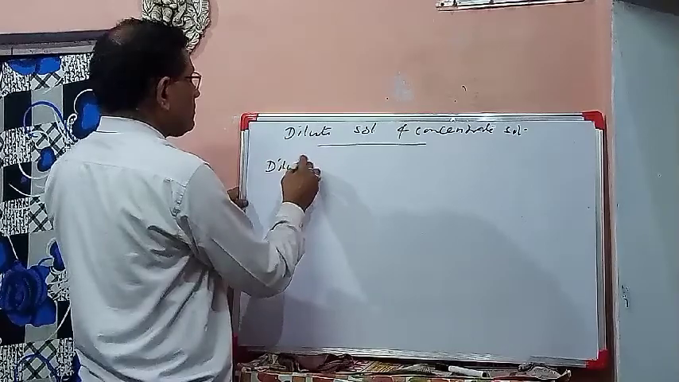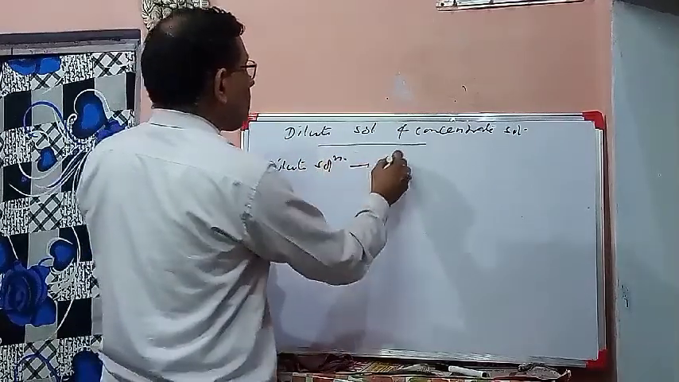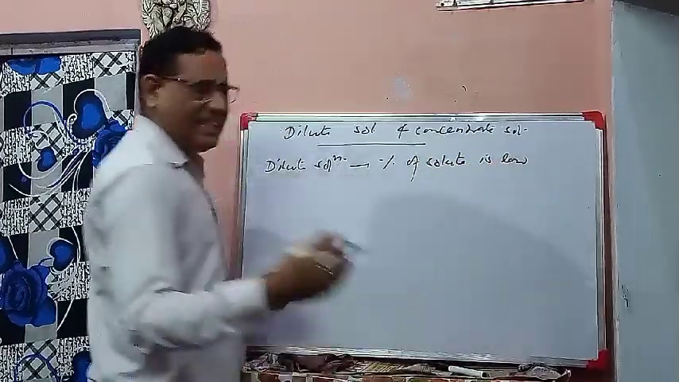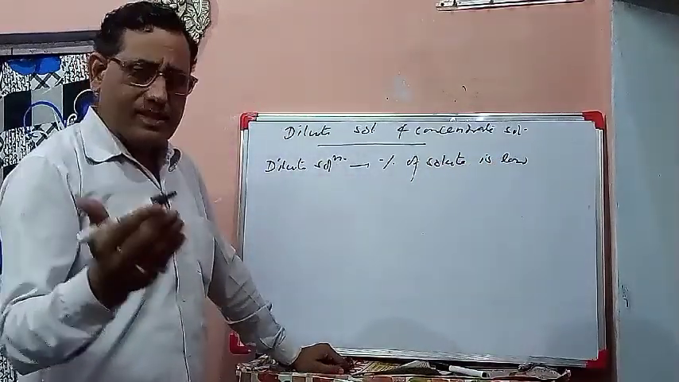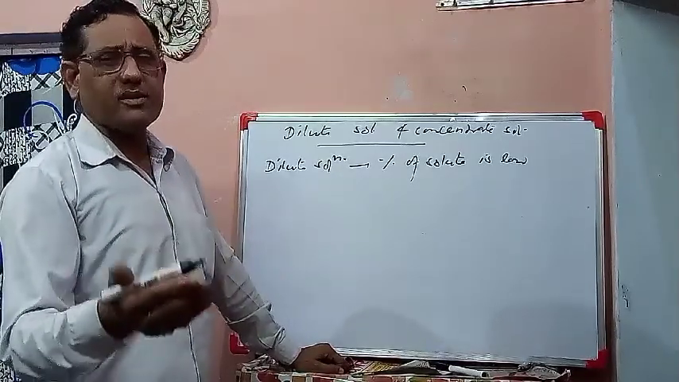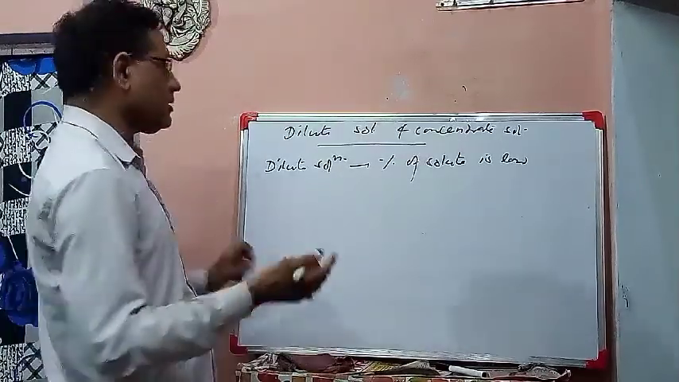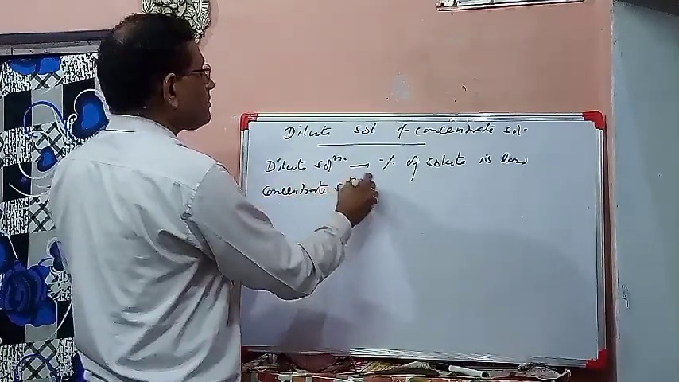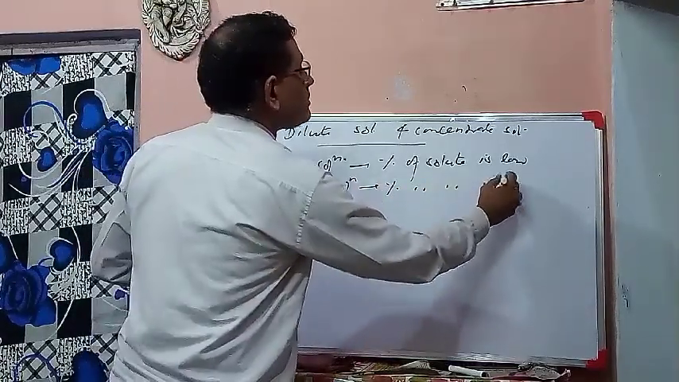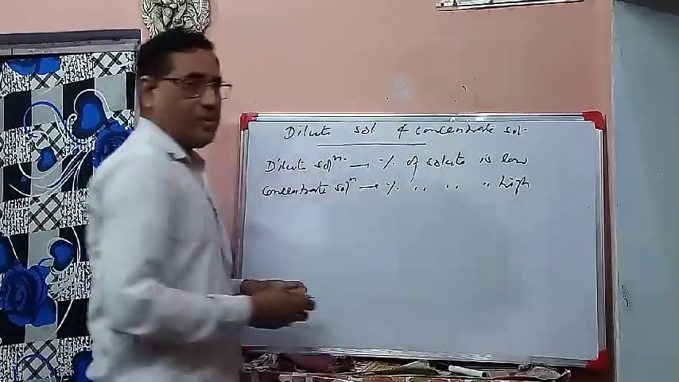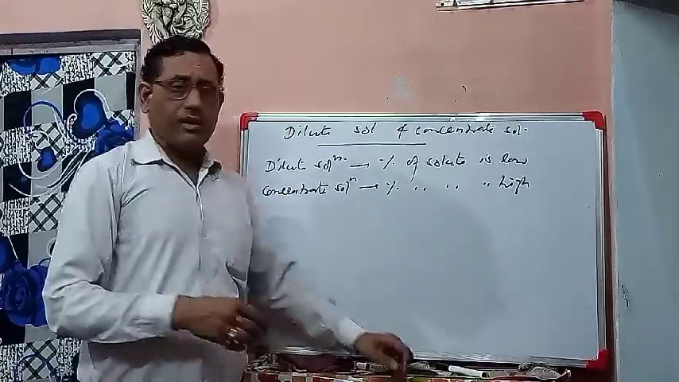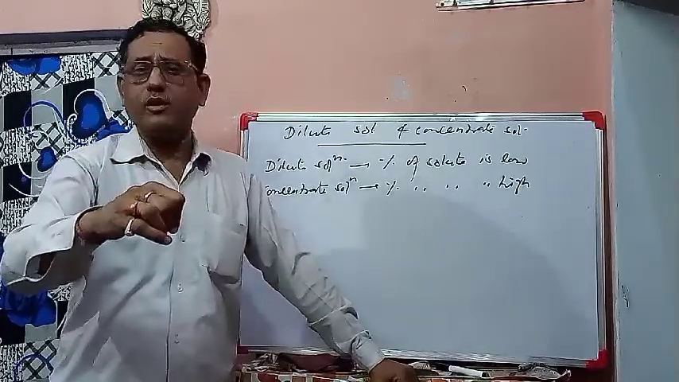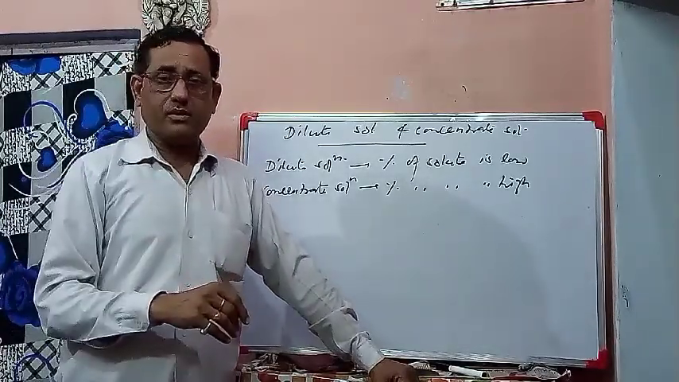Dilute means percentage of solute is low, generally less than 30%, 20%, 30%, 6 to 8%, 10%, and so on. And their concentrate solution, the percentage of solute is high, more than 50%. For example, when you take 1 glass water and you add 1 or 2 spoons sugar, it is dilute solution.